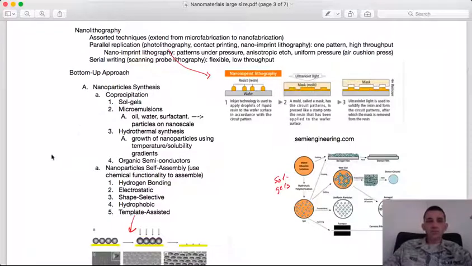So nano imprint lithography is nice because you can reuse the mold, and can be higher throughput than, say, serial writing, because you can imprint, expose, and then go on and make another one. Whereas in serial writing, you might have a scanning probe or an electron beam that allows you to make a highly detailed mold, but you make it once, right? And then you've got to start over and scan and print another one.